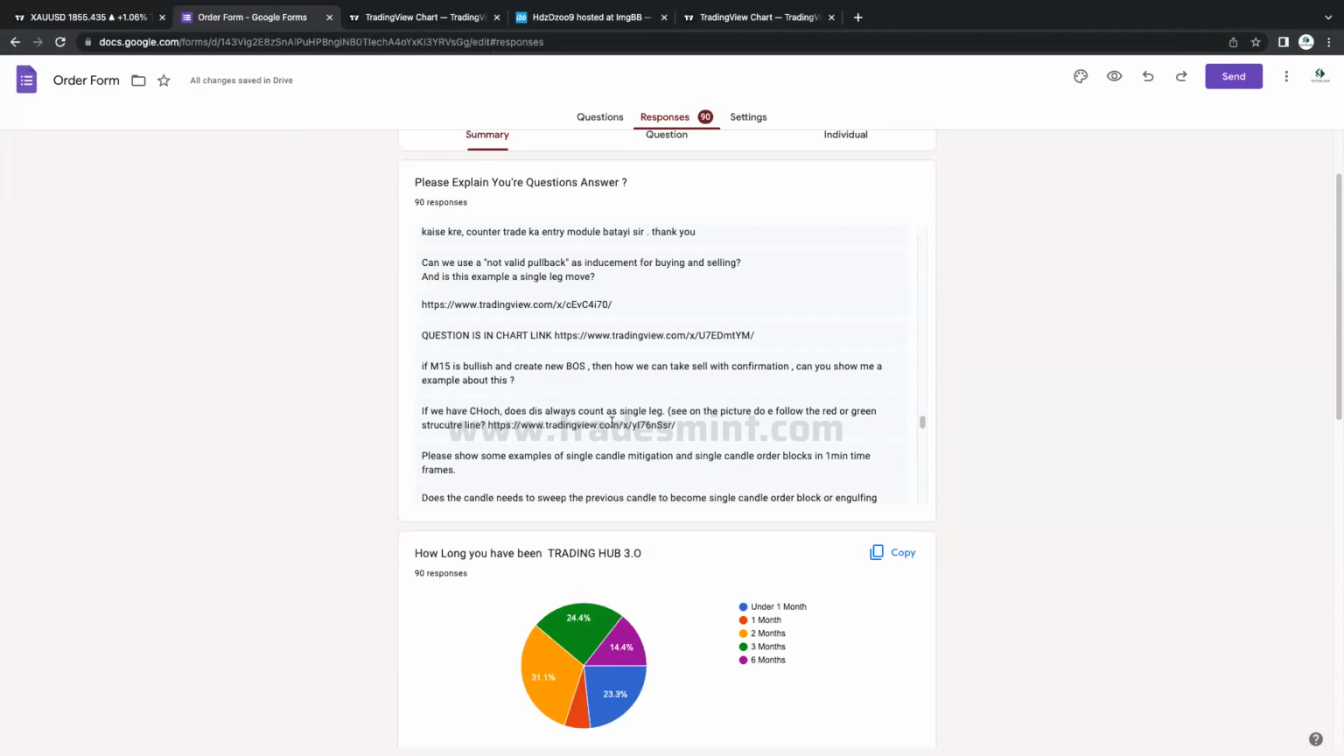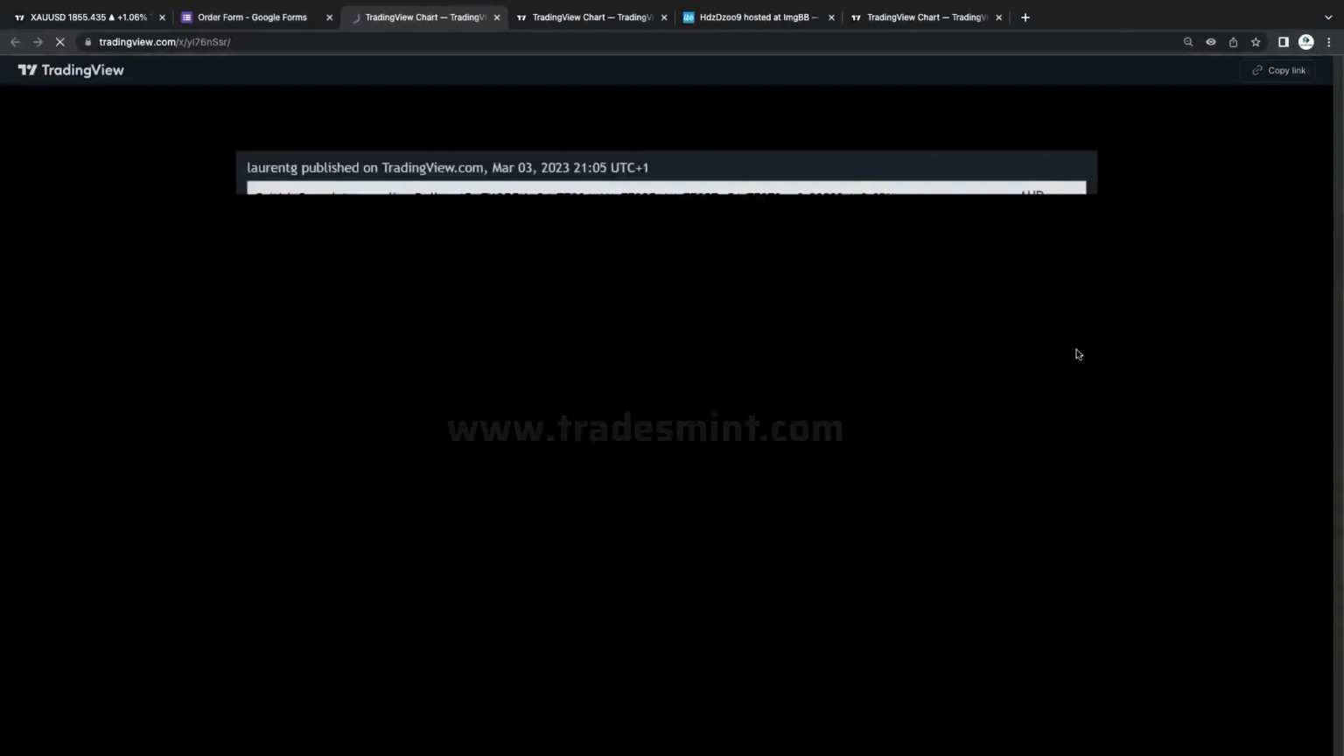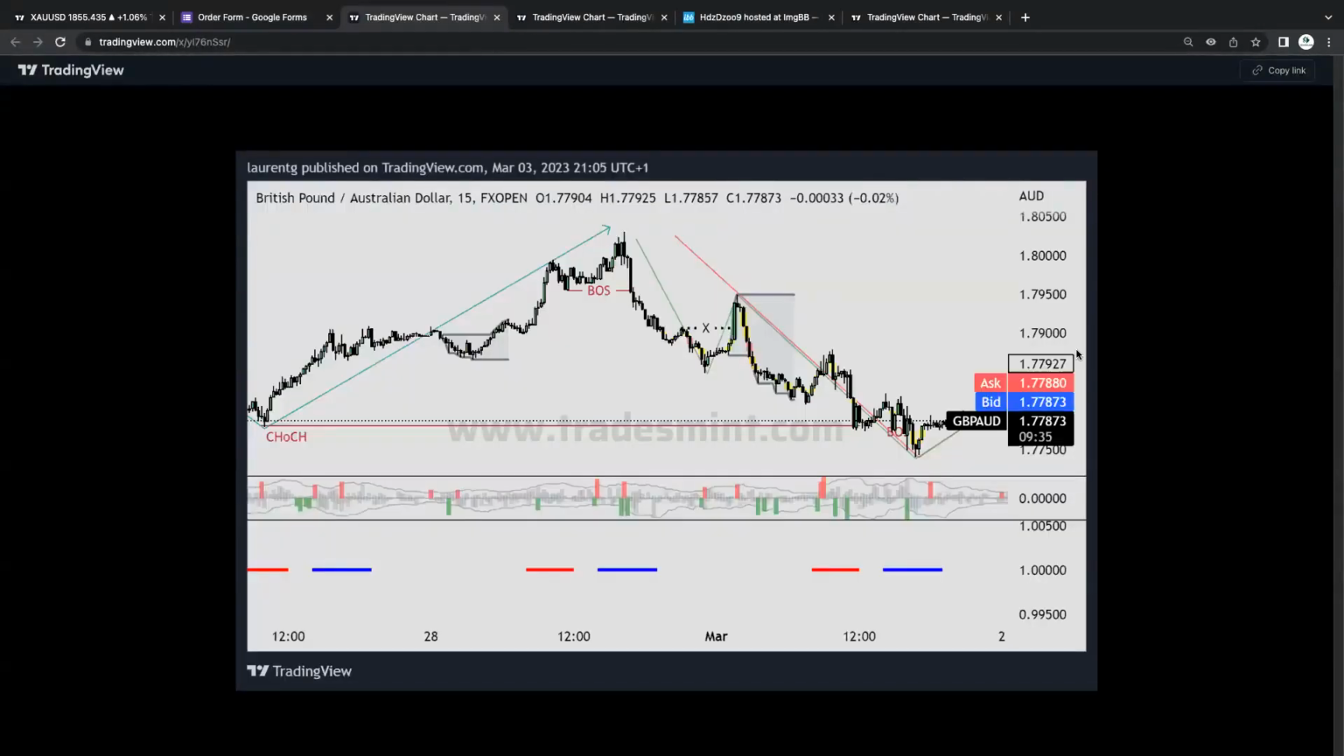If you have a CHoCH, does this always count as a single leg? Can you see the picture? Okay. I thought I already solved this question on my Telegram. You asked me on Telegram. This is an inducement taken out, push downside like this.